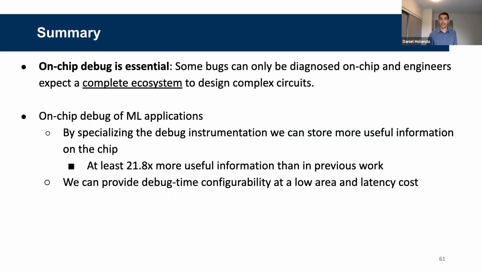And now the summary for the entire talk is that we really believe that on-chip debug is essential. Some bugs may only really be diagnosed on-chip, and engineers do expect a complete ecosystem to design complex circuits. So we're not only talking about complete design tools, but also complete debug tools. And in our talk today, I basically showed you that by specializing our debug instrumentation, we can store more useful information on chip, at least 21 times more useful information actually. And I also showed you that we can provide debug time configurability at a very low area and latency cost. And with that, I'm open for questions.